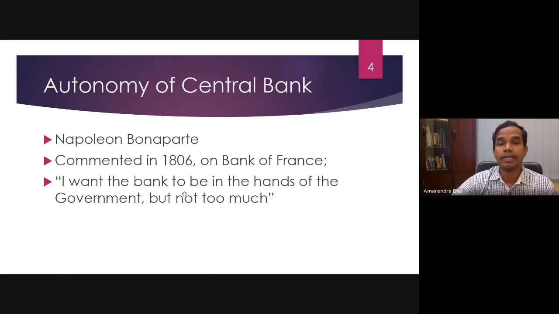And you see that Napoleon Bonaparte had also commented in the context of the Bank of France that I want the bank to be in the hands of the government, but not too much. That means the Reserve Bank or the central bank of many countries actually are owned by the government, and that's why the profit of the Reserve Bank of India goes to the government. However, when Napoleon Bonaparte says that although it should be in the hands of the government, but not too much, that means there should be some elbow room for the central banks or for the Reserve Bank of India.